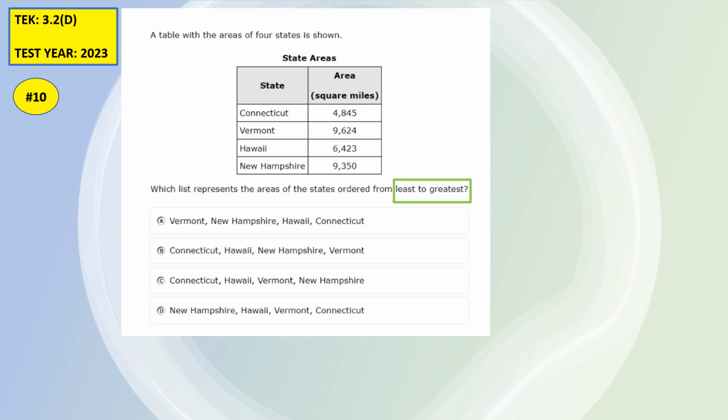We have 4 numbers here. So I'm going to write the numbers out next to the states and their areas in order from least to greatest. So the smallest number is going to be number 1. The largest number is going to be number 4. That'll help us keep our numbers in order. All right, so to figure out the smallest number, we look at the thousands place. The smallest number in the thousands place is a 4. So automatically we know that that's our smallest or least number. So I'm going to put a number 1 next to it.